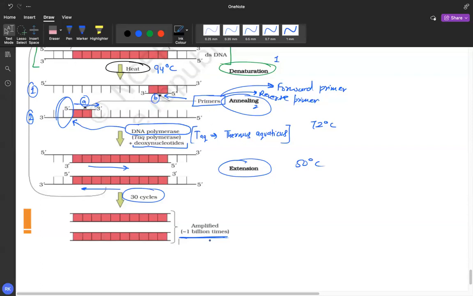You understand, everyone? Yes, sir. Perfect. So 30 cycles, we get 1 billion pieces of our gene of interest, and we can store some and use the rest to make the recombinant DNA now.